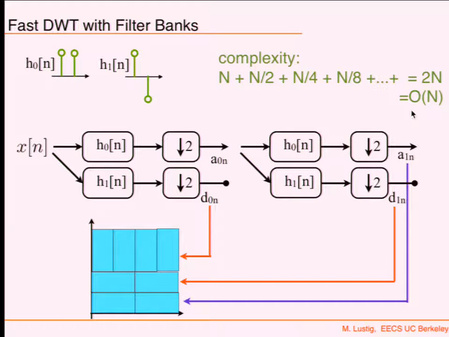Okay, implementation. As long as the filters are small. If the filters are big, you have to do these convolutions using the DFT, which then becomes n log n. It depends on the implementation. If filters are small, then it's 2n.